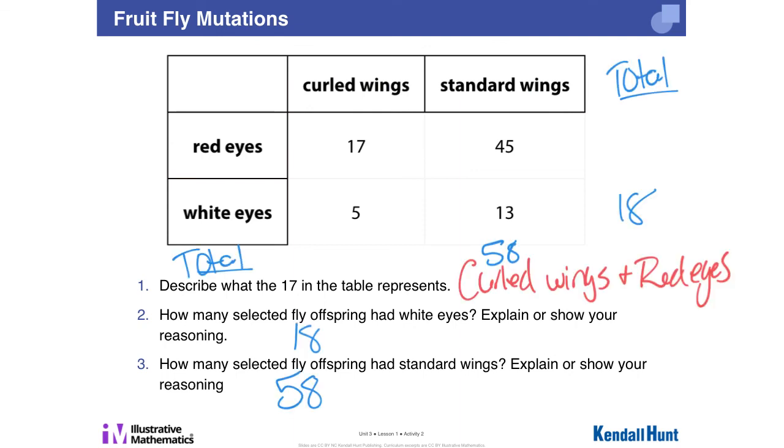In the fruit fly problem here, one thing I want to add is that even if your table does not have a column or a row for totals, you can add those in anytime you need. So number 2 here, how many selected fly offspring had white eyes? That's going to be the total here, 18. And number 3, 58, that's coming from this row right here, that total.